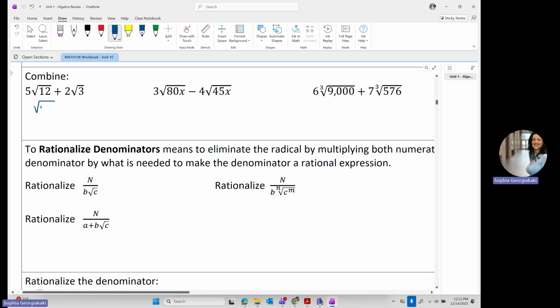12 is 4 times 3. And the square root of 4 is 2. So 5 times 2 will be 10. So I have 10 square root of 3 plus 2 square root of 3. And that will be 12 square root of 3.